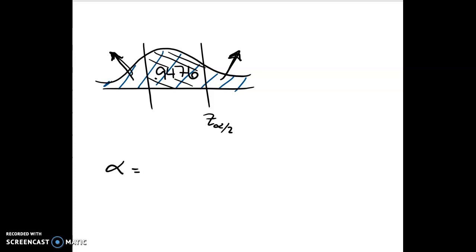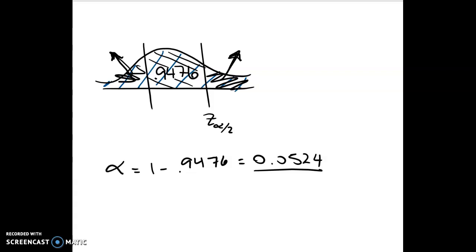Okay, so we'll call that alpha. So that'll be 1 minus 0.9476, and we're going to get 0.0524. Okay, now this number is both this end over here as well as this end together. Now I just want one side, and I'll tell you why in a minute. So all we're going to do is take half of the number that we just found. So divide that by 2, because these are equal areas. They're the exact same area because your confidence level is right there in the middle.